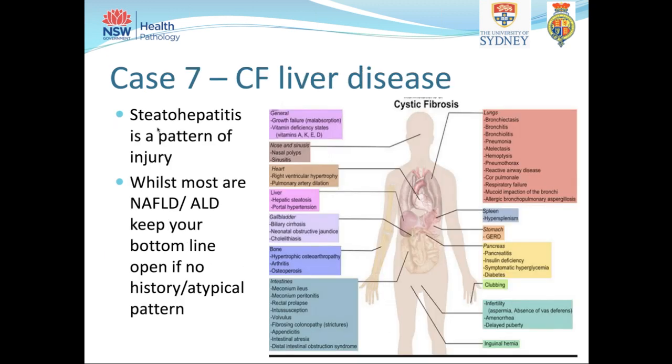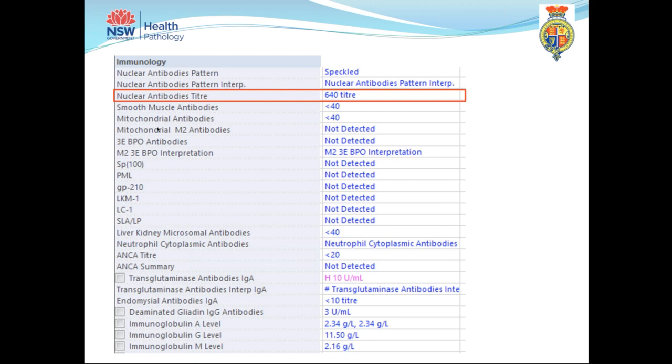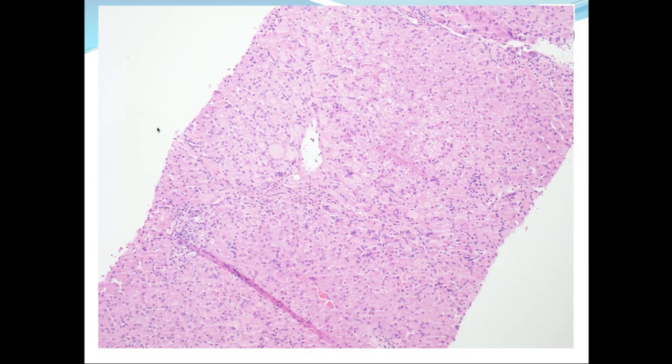So like acute hepatitis, steatohepatitis is a pattern of injury, and whilst most cases are due to alcoholic or non-alcoholic fatty liver disease, it's good to keep your bottom line open if there's no clinical history or you have an atypical pattern of injury. So this next case is again one of these complex cases with multiple possible etiologies. So in this case, we're told 24-year-old woman, 2 years of deranged LFTs, known to have diabetes and celiac disease. Is this autoimmune hepatitis? And the reason they were querying this in part is because she had a strong ANA titer of 640. Her TTG was also positive, in keeping with her known celiac disease.